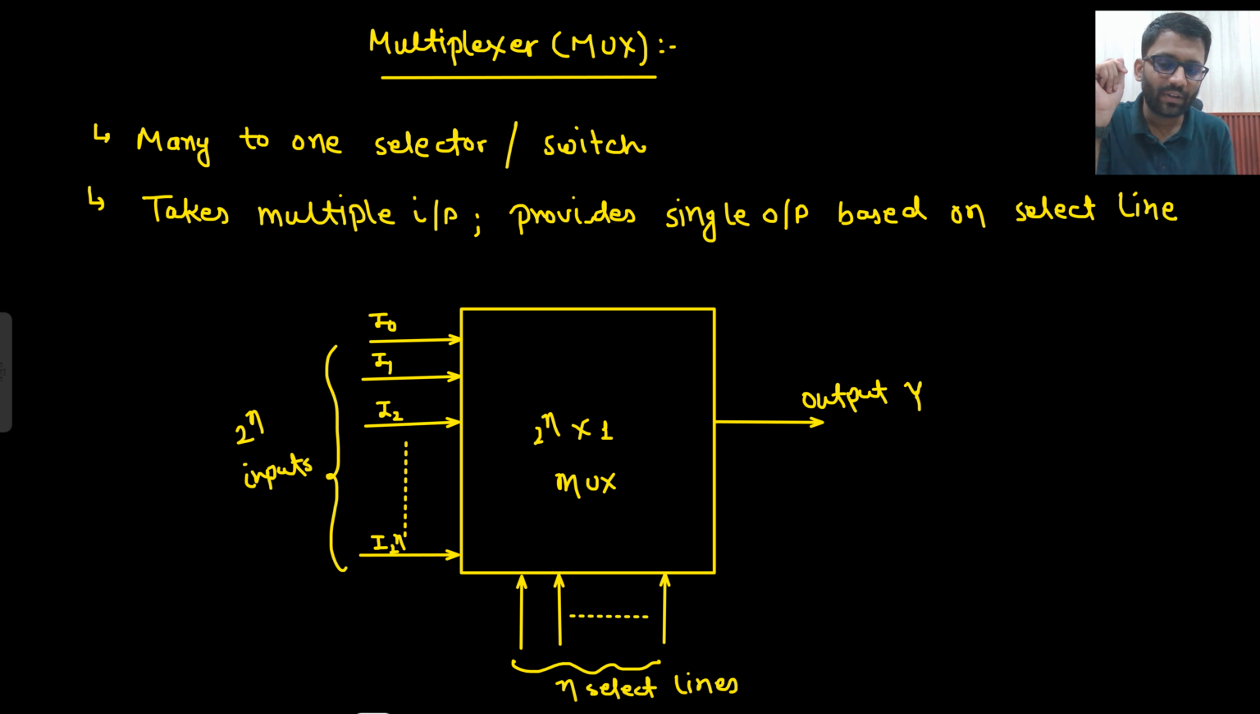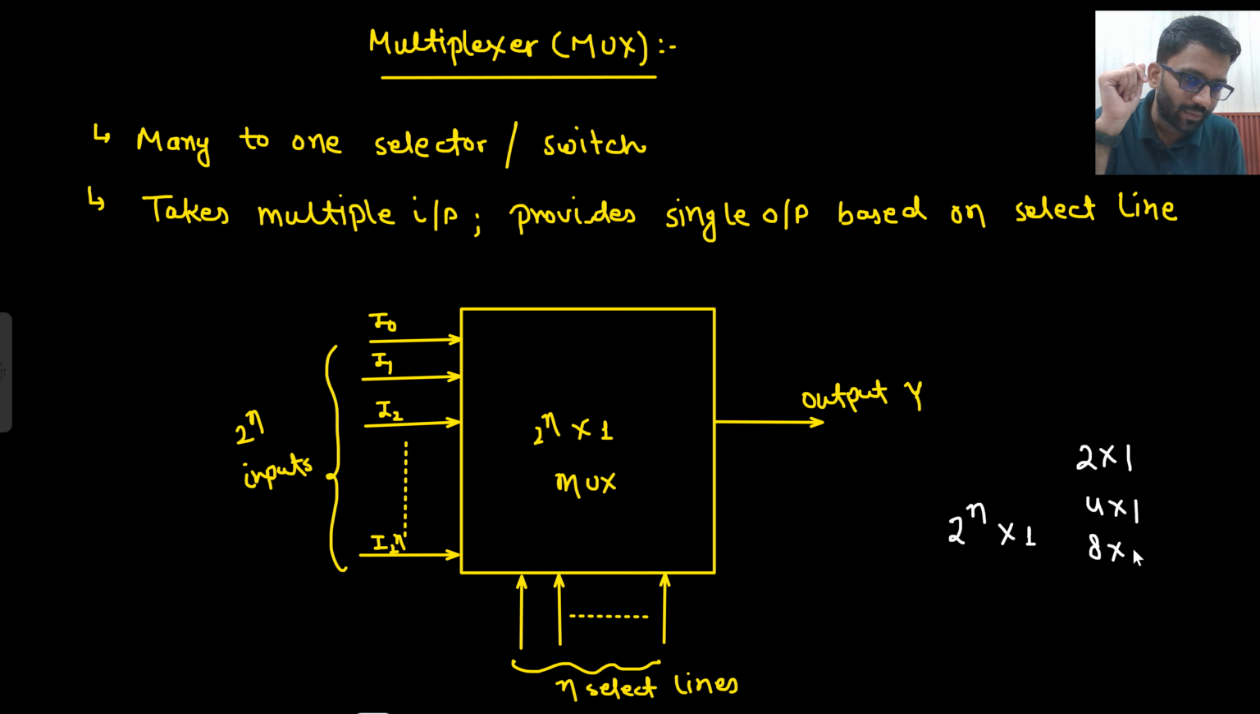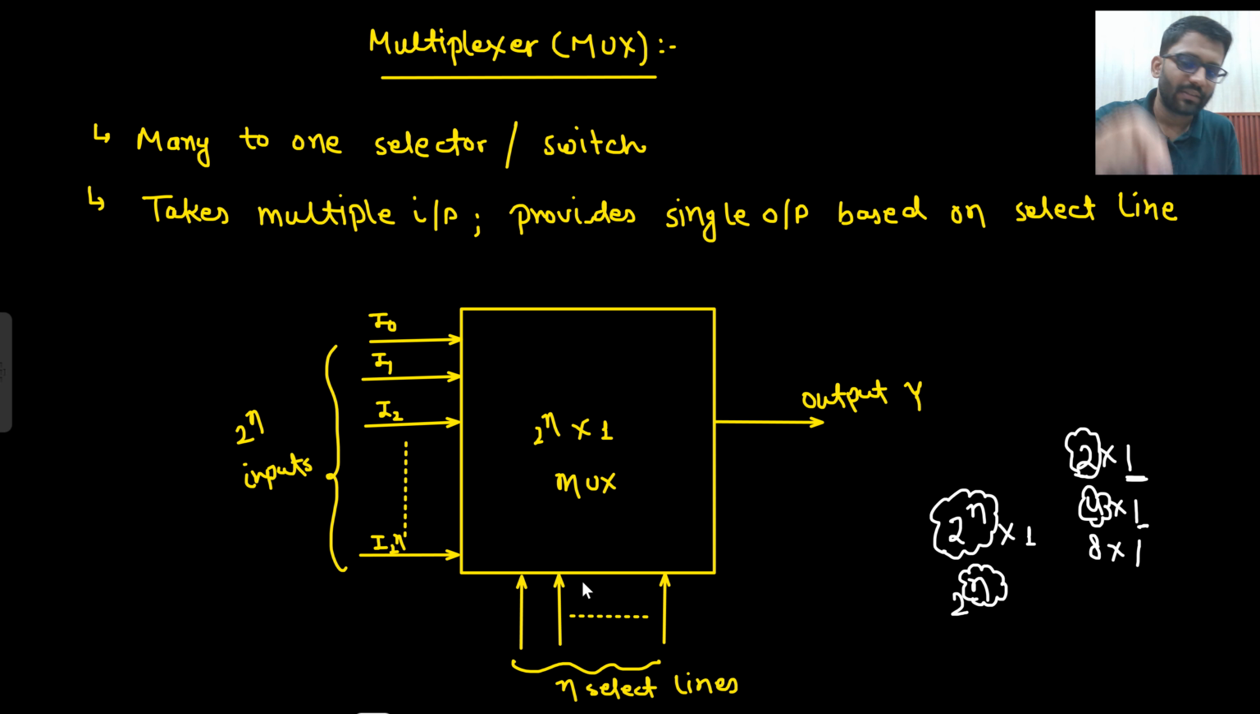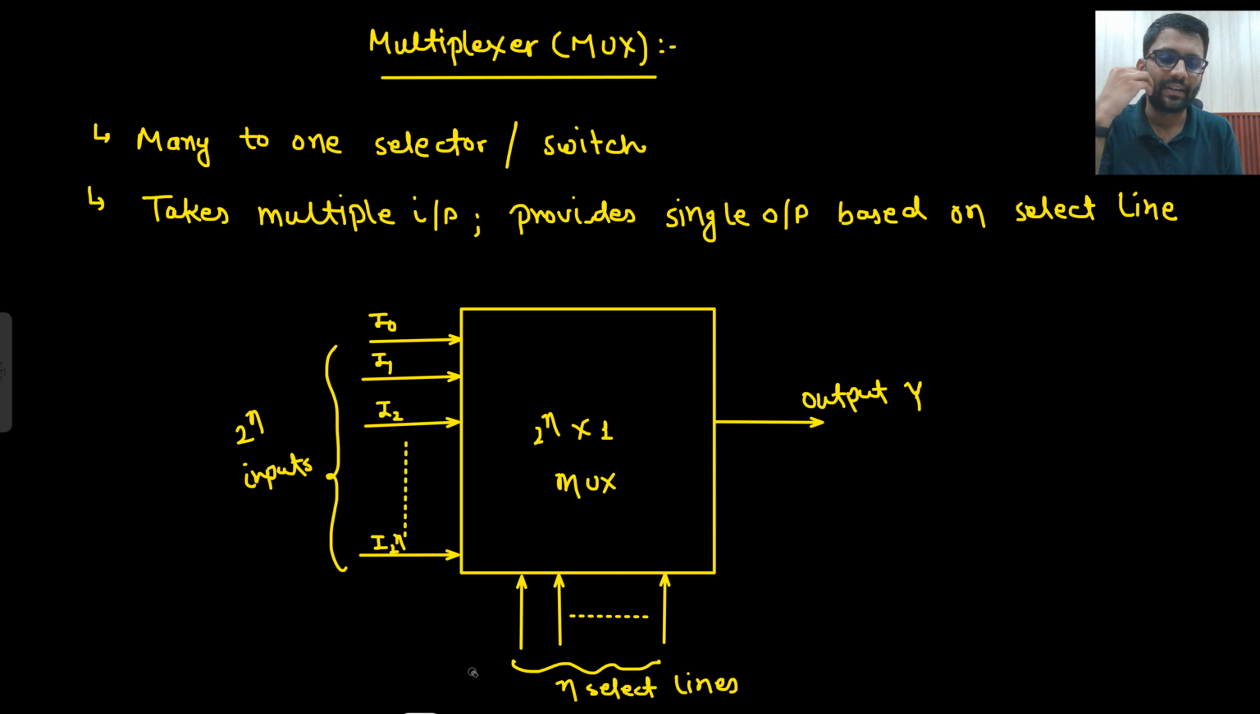But before that, the mux will always be in 2 to the power n into 1 form. It could be a 2 into 1 mux, a 4 into 1 mux, or an 8 into 1 mux. What does this show? This is the number of input lines and this is the output. So the number of input lines is 2 to the power n, and this n is the select line. N select lines will be there. So the number of inputs is 2 to the power n, the output will be 1, and n select lines will be there. Okay, so let's write it down.